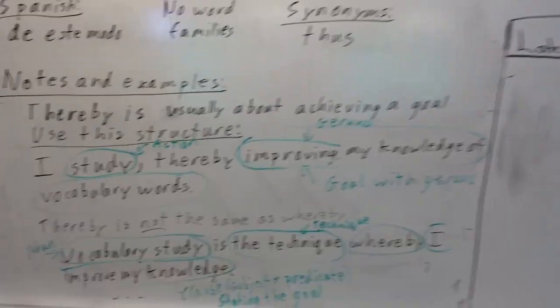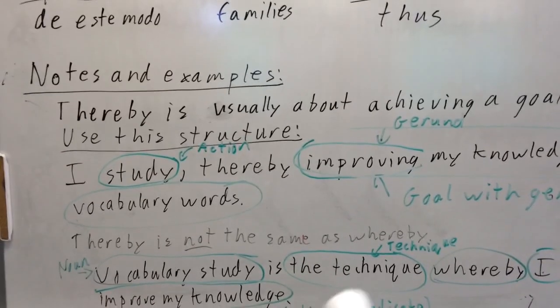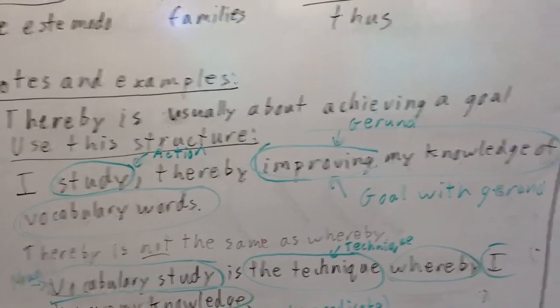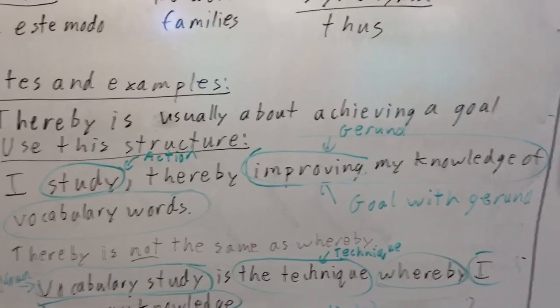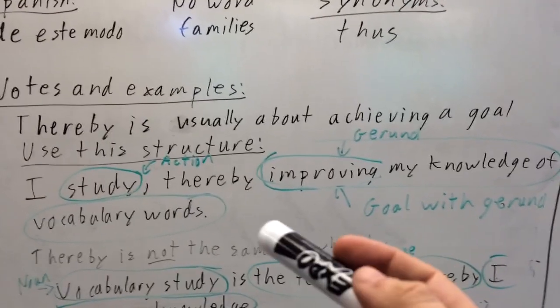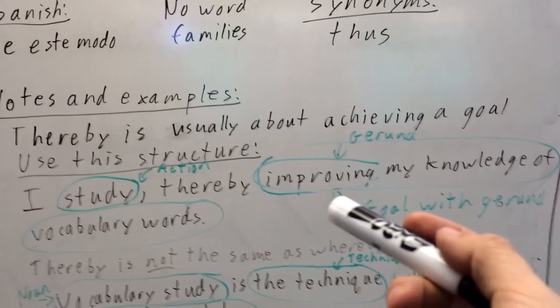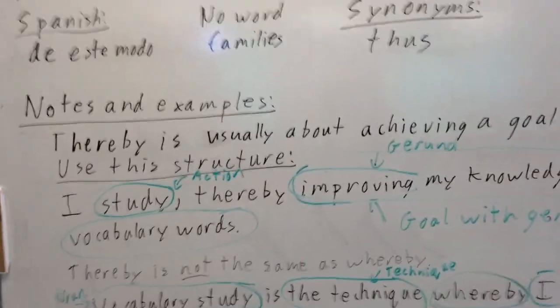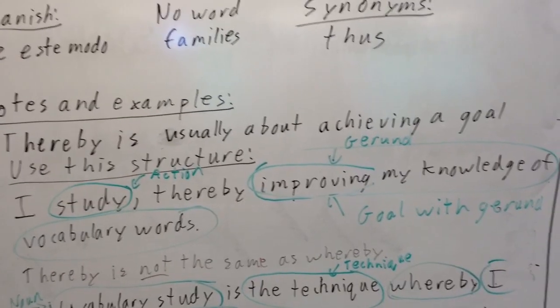So here's what you do. You start with, you have an action. For example, I study. And then what's my goal when I'm studying? My goal is to improve my knowledge. So we could say, I study thereby, then we have the word thereby. And then we have a gerund, an ing, which describes the goal. Thereby improving my knowledge of vocabulary words.